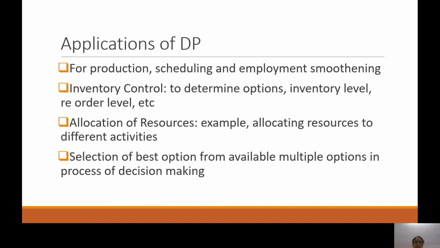Moving ahead with applications. For applications, we have direct applications for production engineering problems, scheduling of activities, scheduling of network. We have already seen multiple examples on this. Employment smoothing or resource smoothing also we have seen. So this has direct applications to dynamic programming. Then you have inventory control, to determine various options, best inventory control, inventory level, reordering level, etc. This part also we have covered in the simulation part of unit 2. So this could be the same application. Then you have resource allocation.